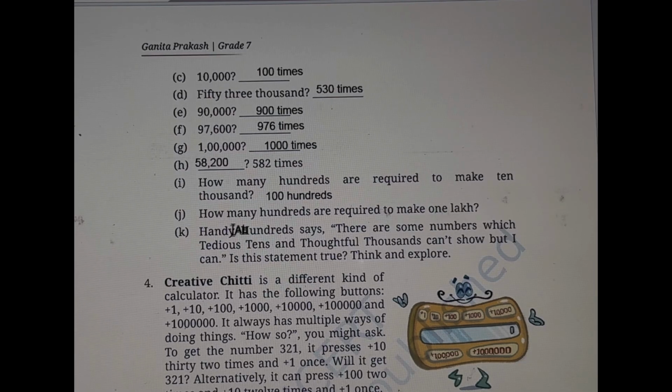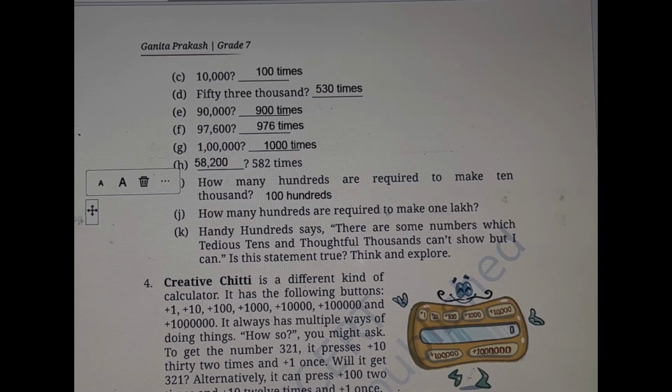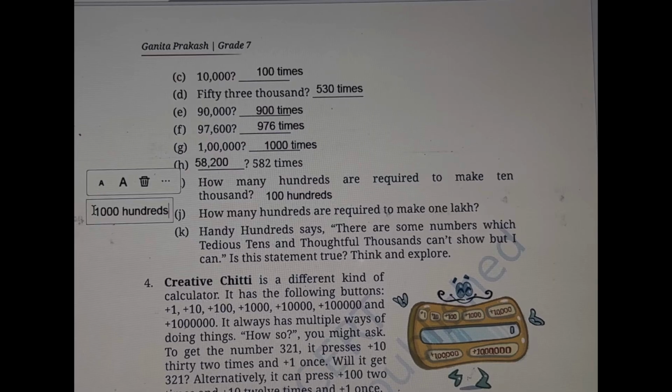Correct? Now how many hundreds are required to make 1 lakh? 1 lakh has 5 zeros. If you strike off 2 zeros from the right side, the answer is 1,000 hundreds are required to make 1 lakh.